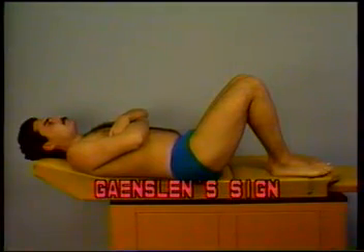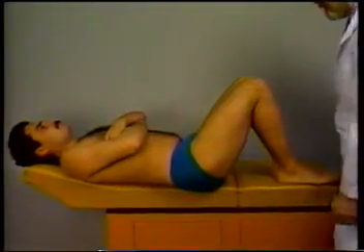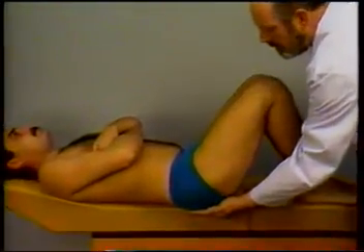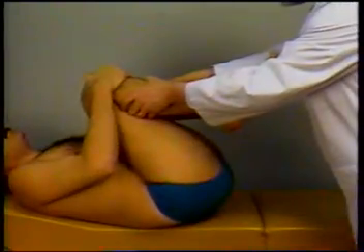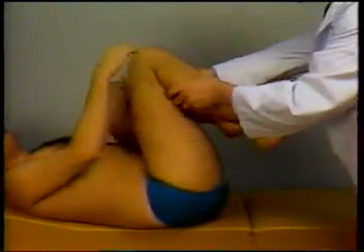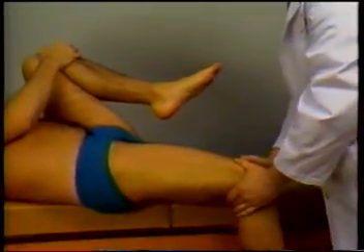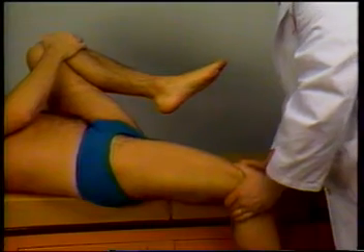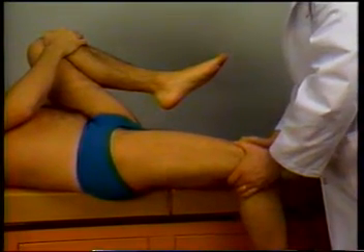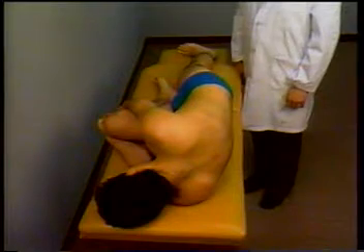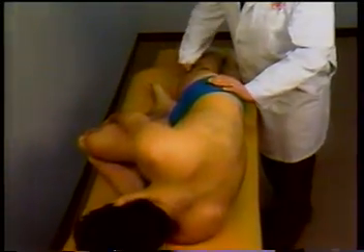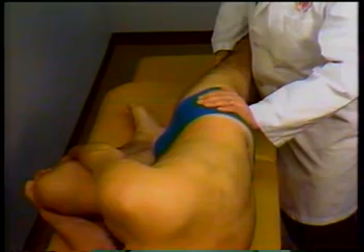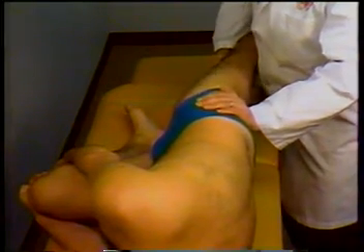Gaenslen's sign. The patient lies on the examining table with one buttock extending over the edge. Both knees are flexed to the knee-chest position. Allow the near leg to be lowered over the edge of the examining table, and if pain is produced in the sacroiliac region, pathology may be implicated. Gaenslen's test may also be performed with the patient lying on the side and the examiner hyperextends the hip of the free leg with the other leg in the knee-chest position.